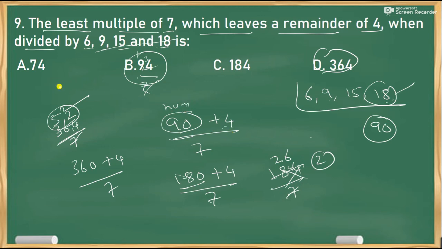Another way is quite simple. You can just go ahead with the options. Understood my point? Whatever my answer is, it should be a multiple of 7. And when I divide these individual numbers by that particular number, which is a multiple of 7, it should leave me a remainder of 4. Clear? Hope everybody got this question. Fine? Okay. Let me go for the next question.